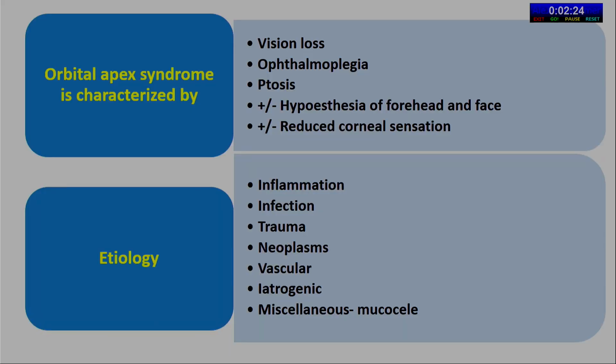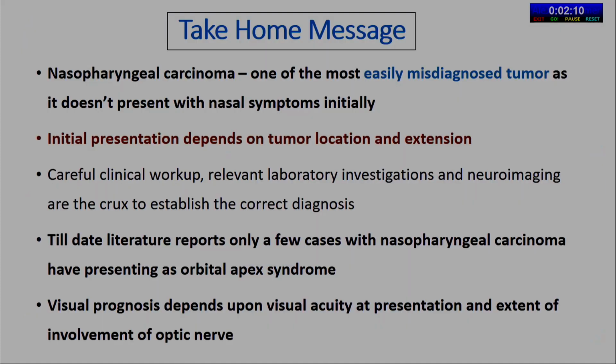So to summarize, orbital apex syndrome is characterized by vision loss, ophthalmoplegia, ptosis, and may or may not be associated with hypoesthesia and reduced corneal sensations. It can have varied etiologies such as inflammation and infection. So the take-home message from my presentation is that nasopharyngeal carcinoma is one of the most easily misdiagnosed tumors as it doesn't present with nasal symptoms initially.